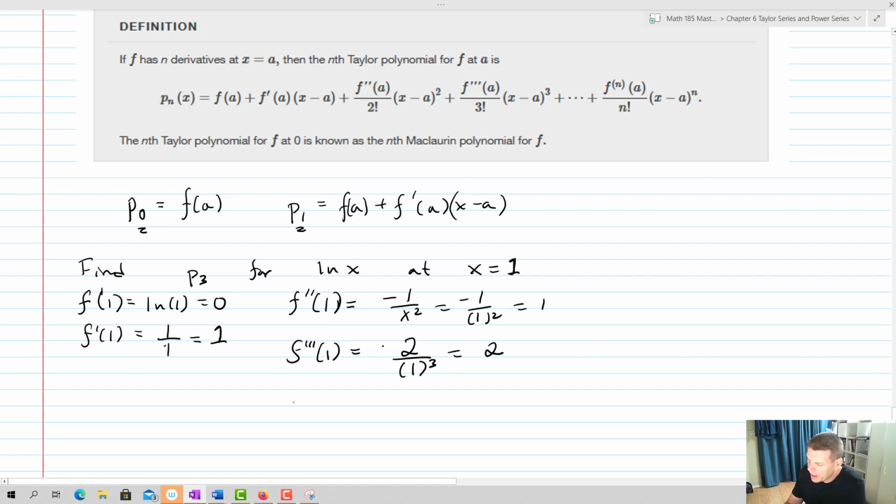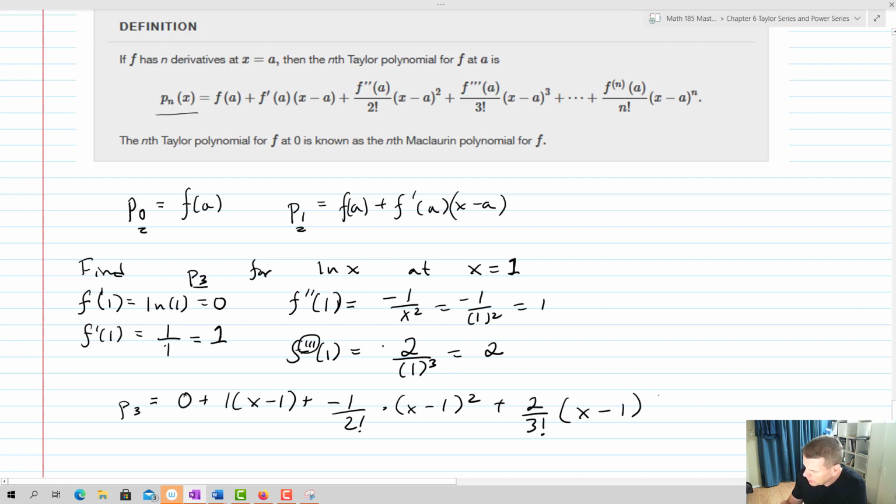And so we can stop right there because now we're at 3. We're looking for polynomial P3, so we can stop there. And then we're just going to plug it into this formula. So P3 is going to end up equaling 0 plus 1 times (x minus 1) plus negative 1 over 2 factorial times (x minus 1) squared plus 2 over 3 factorial times (x minus 1) cubed. And that is our third order Taylor polynomial.